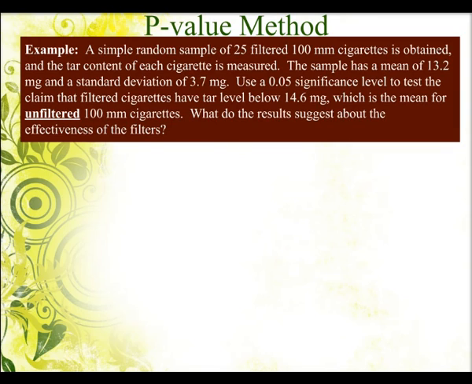We're going to use a 0.05 significance level to test the claim that filtered cigarettes have a tar level below 14.6 milligrams. That happens to be the tar level of unfiltered cigarettes. So what do these results suggest about the effectiveness of the filters?